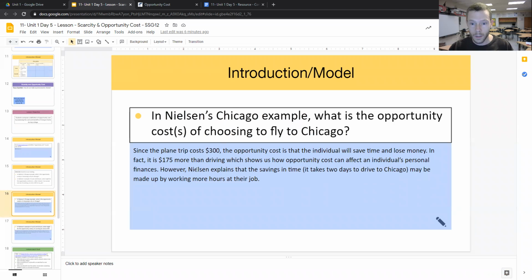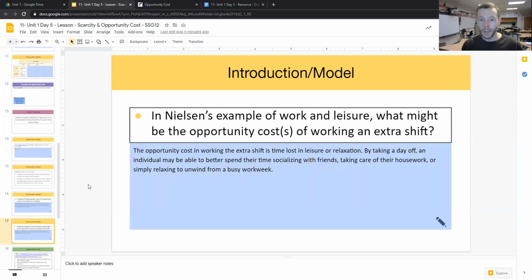And in this case, as you can see in the written response, while it would be $175 more to take the plane, that extra day and a half where one could work could be more economically beneficial in the long run. And in the second question, thinking about the opportunity cost in terms of working an extra shift is time lost, right? That is the trade-off in leisure or relaxation. So that's something to keep in mind, that when we make these economic decisions, we have to evaluate all the different costs and benefits of our decisions.